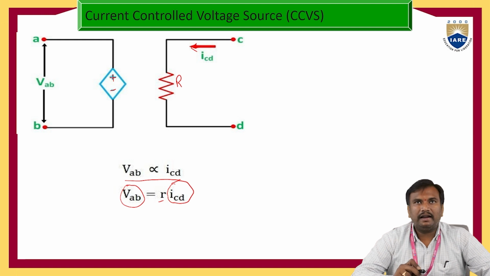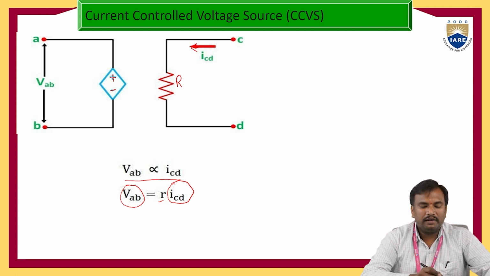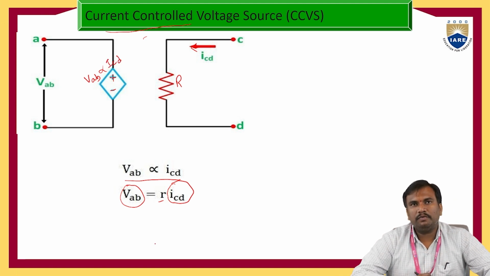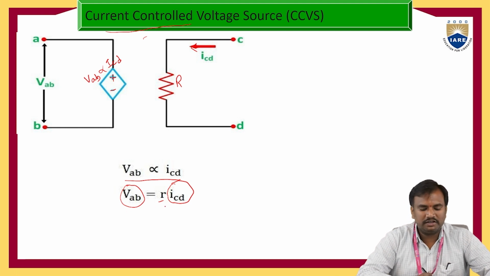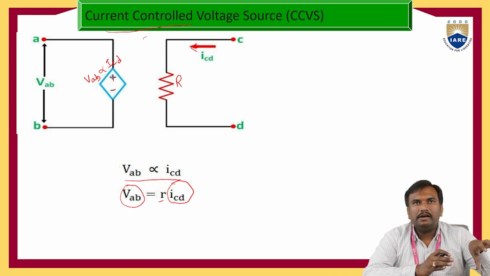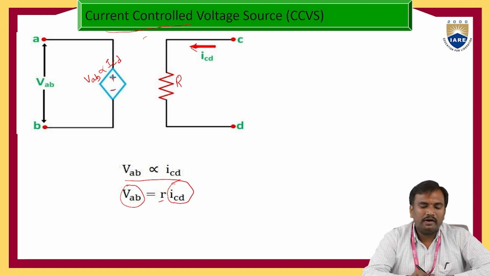The next one is current controlled voltage source. Here the source is of voltage VAB, and the controlling parameter is current. VAB is proportional to ICD, so VAB is equal to R into ICD. That is, the voltage across this particular source is controlled by the current flowing through a particular resistance R. That is nothing but current controlled voltage source.